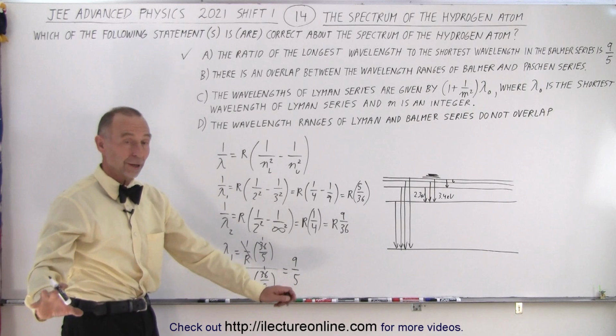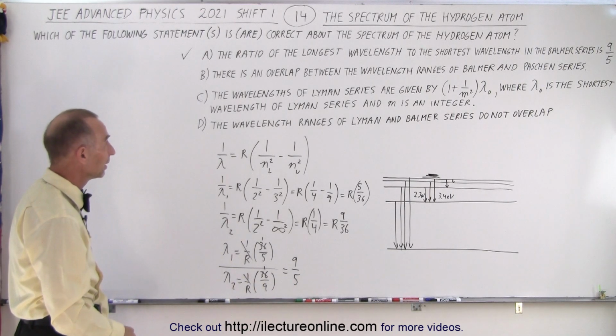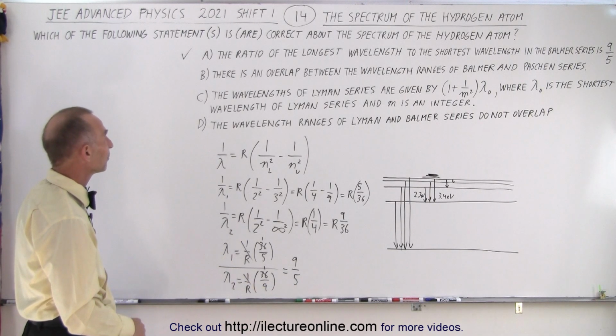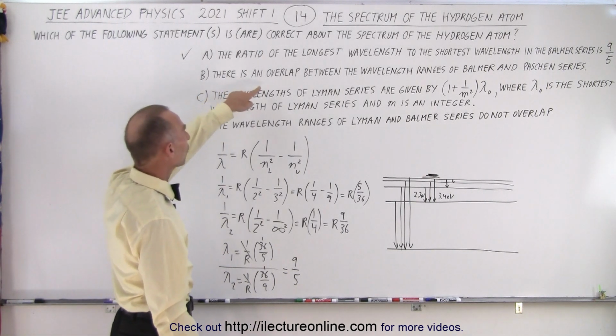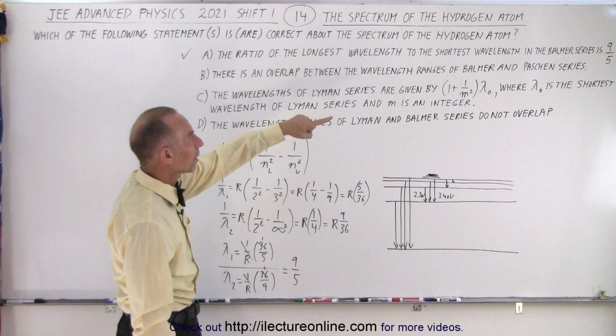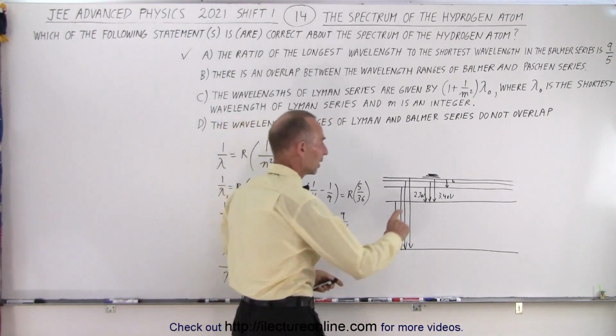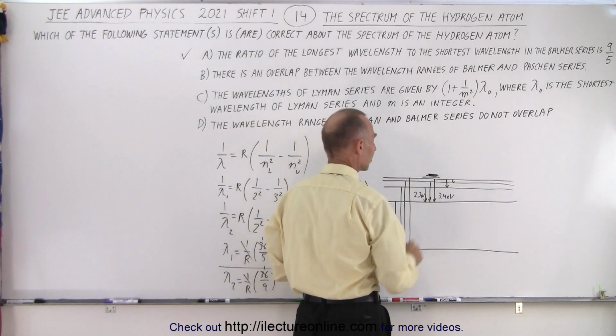And we probably already used up our 3-minute limit on the problem, but we need to keep going and see what we have. The next one is kind of an easy one to look at because it says there's an overlap between the wavelength ranges of the Balmer and the Paschen series. So here we have the Balmer series, here we have the Paschen series.